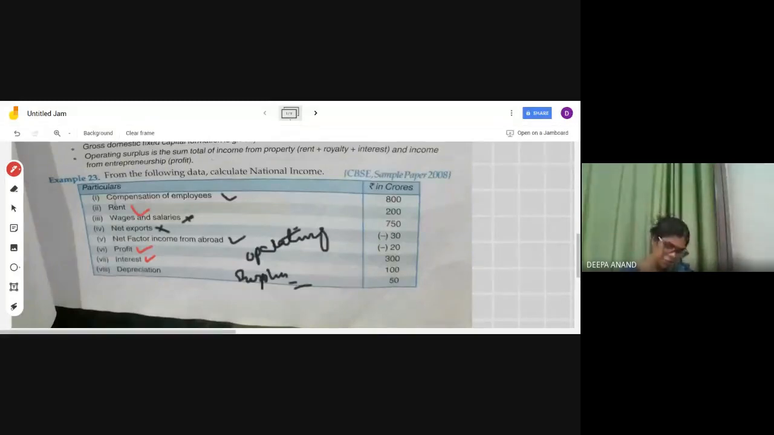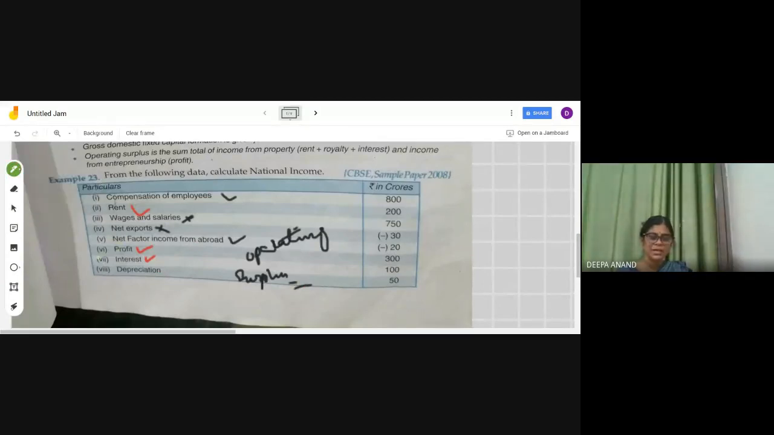No, there is no continuation. Depreciation is the last thing. There is no continuation. This is the full question. So when you add compensation plus operating surplus, what will you get?